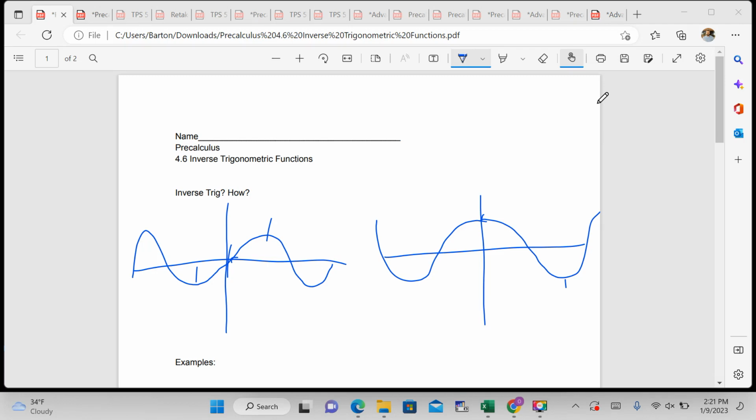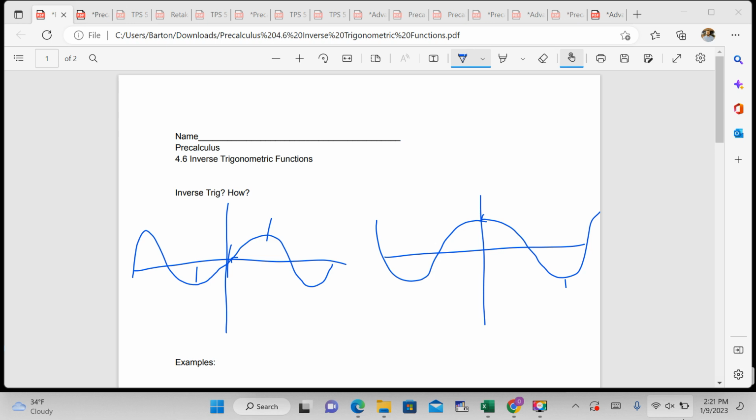All right, welcome to 4.6, inverse trig functions. There's a little bit of background I'm going to discuss that will hopefully help make this make more sense. I drew here basic sine and cosine functions, and we're finding inverses of functions. You just flip the x and the y values.